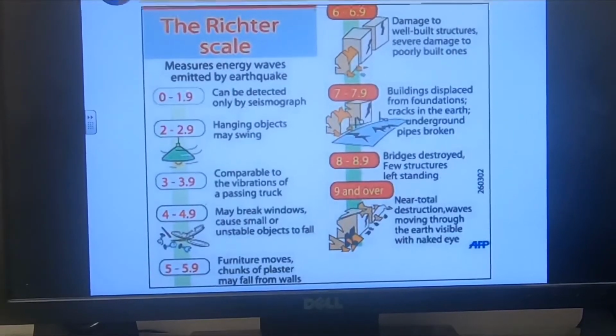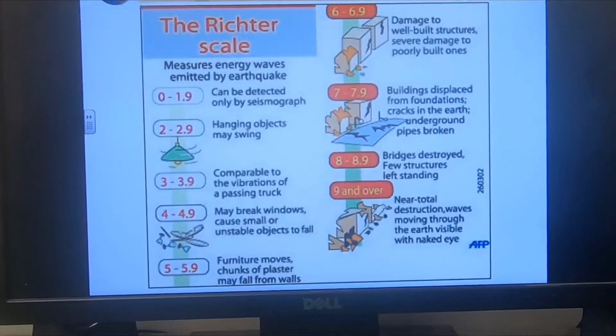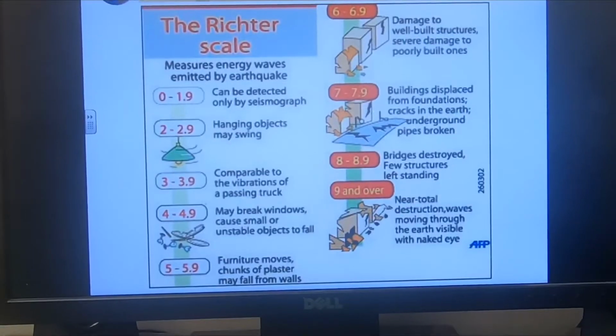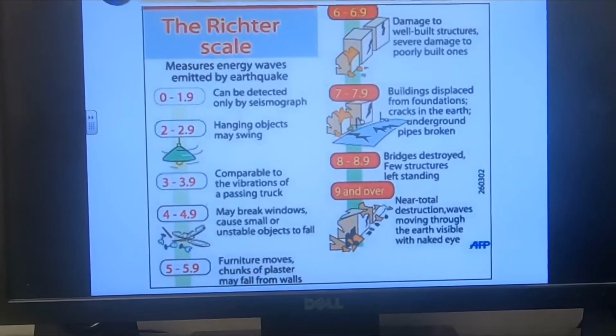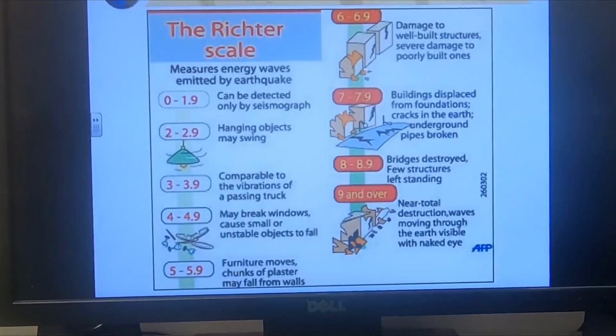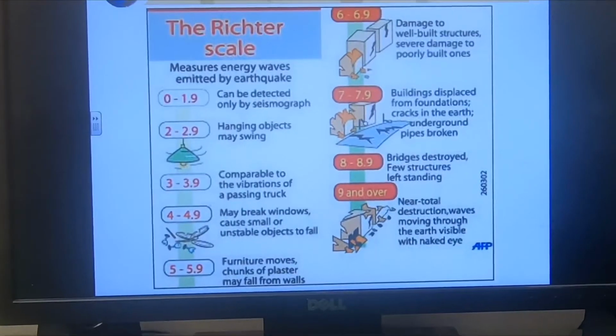So a 6 is probably not big enough to completely topple your house, but it'll damage it severely. But if you have a poorly built house, it'll definitely topple over. 7 to 7.9 or 7 to 8. This is where even well-built buildings like your houses will come off their foundations.